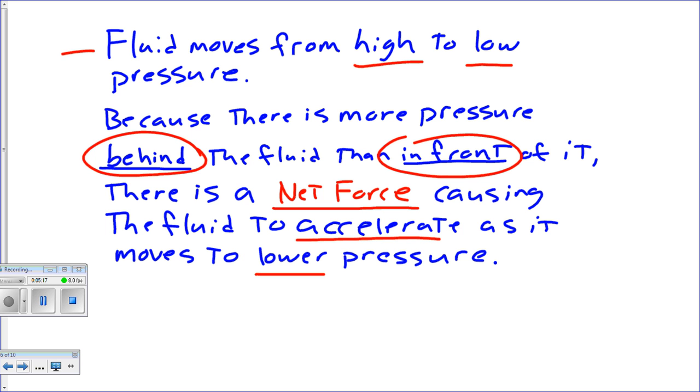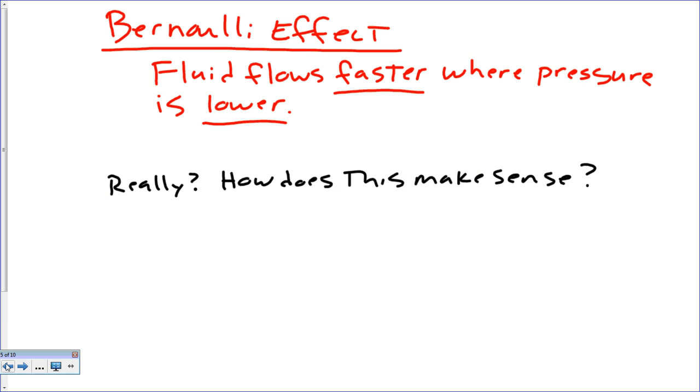Sorry, from high to low pressure. My bad, I didn't write the word high in there, so I didn't see it. So again, fluid moves from high to low pressure. As it moves from high to low pressure, there's more pressure behind it, which means more force. And so the net force is pushing it into the lower pressure. And that is why, let's backtrack, that is why fluid flows faster where the pressure is lower.